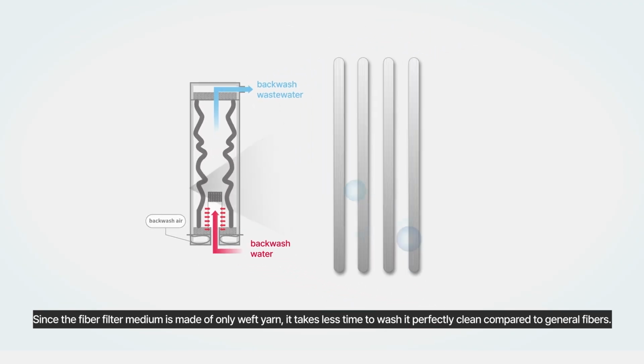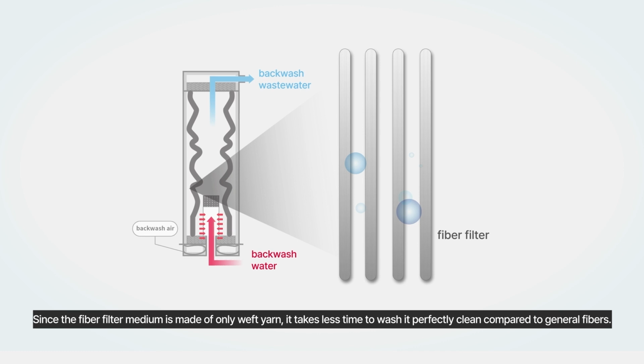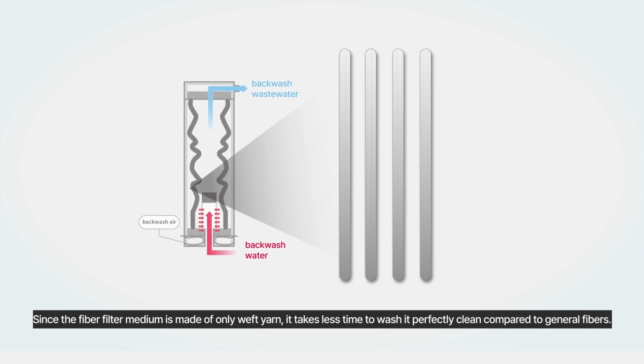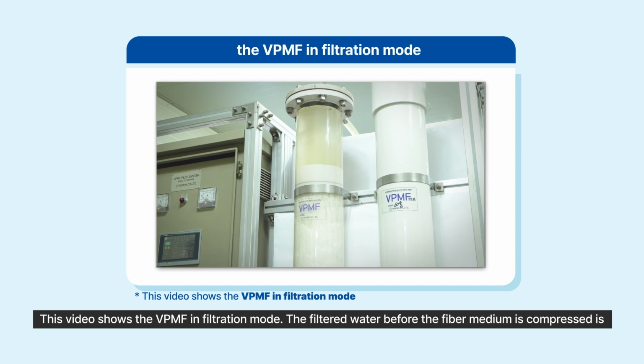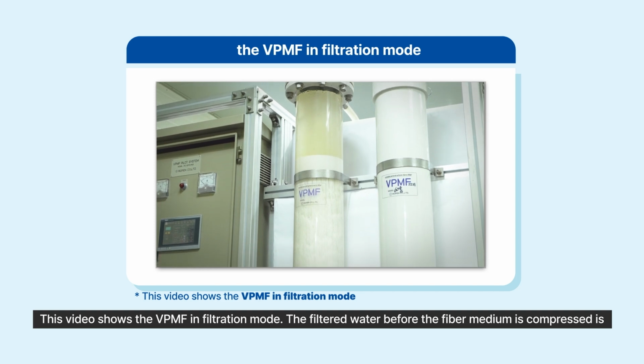Since the fiber filter medium is made of only weft yarn, it takes less time to wash it perfectly clean compared to general fibers. This method of cleaning is similar to the principle of air bubble washing machines. After cleaning, the filter medium is again compressed by the pressure of the raw water, and the Vpmf repeats this process to filter the water. This video shows the Vpmf infiltration mode.